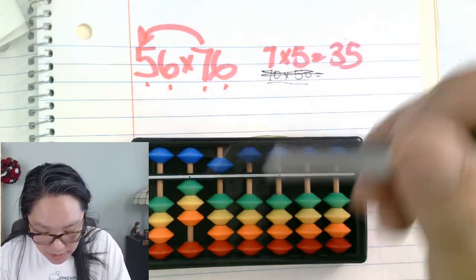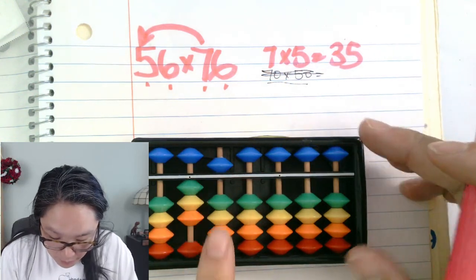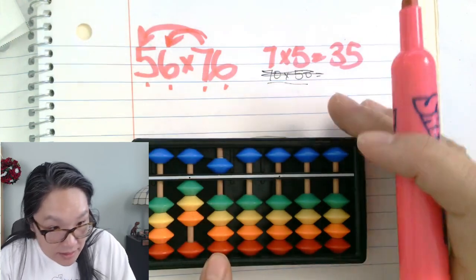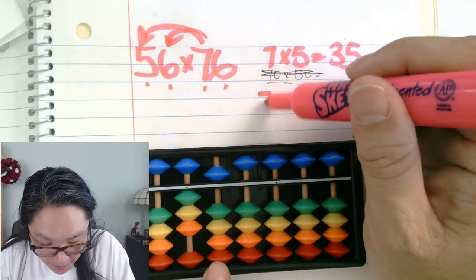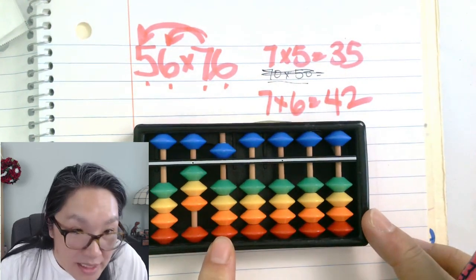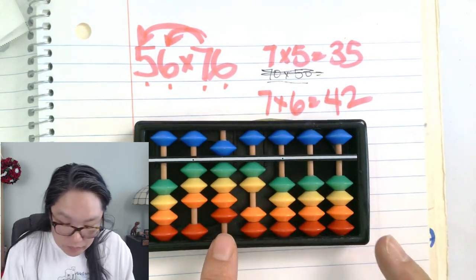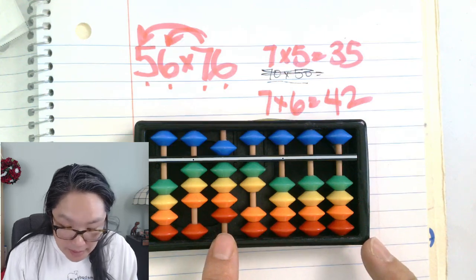Right? So I don't want to do new math. What I'm doing is abacus. So we know that's 35. I'm going to continue on saying 7 times 6. We know 7 times 6 is equal to 42. Do I have enough beads to add 42? Yes. I add 4. I add 2. Am I done? No, I'm not done.